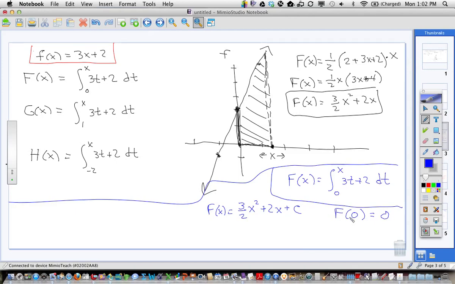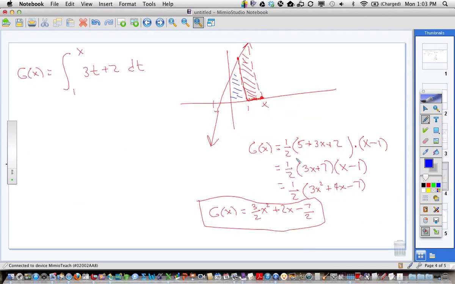So now what do we do with this big F? We put a 0 in here for x and set it equal to 0. C's got to be 0. Sure enough, that's what we have. C was 0. Okay, let's go to the next one.